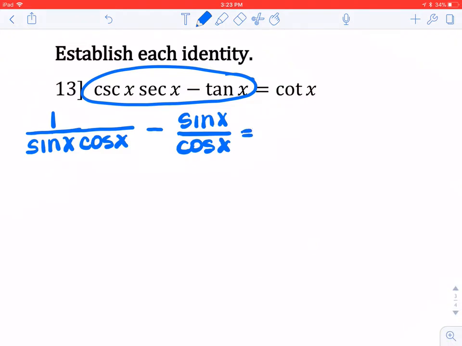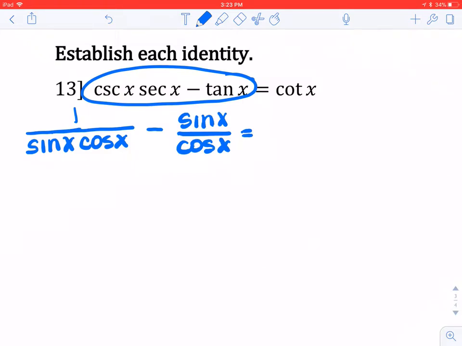Now, this 1 over sine x cosine x, I could have left it as two separate fractions and then multiplied them, but I figured it'd be easier just to make it one fraction at once. The next thing I'm going to do is realize that I have two different terms that need to be subtracted, and if you look on the right-hand side, I only have one term. So now I know I have to subtract them.